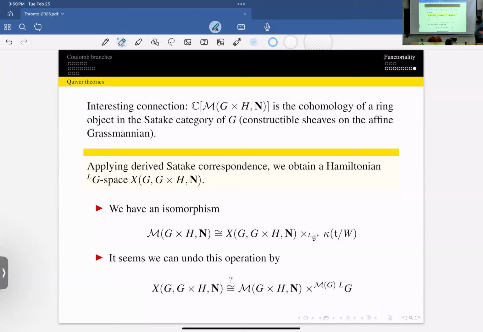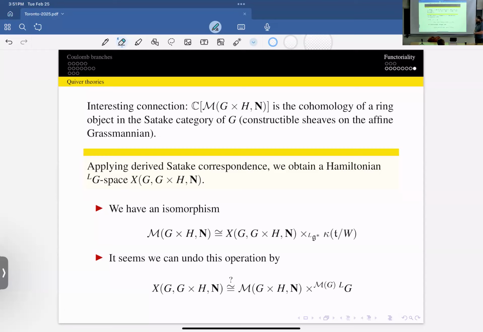What is the answer? My proposed answer is I take the Coulomb branch, I multiply with the Langlands dual of G, and I mod out by these centralizers. And again, mod out means in the affine scheme sense. And this seems to work in all the GLN cases.